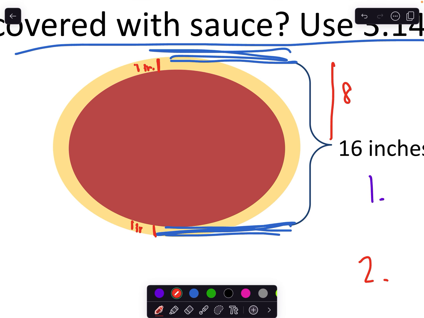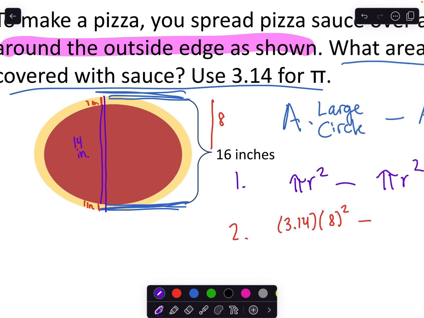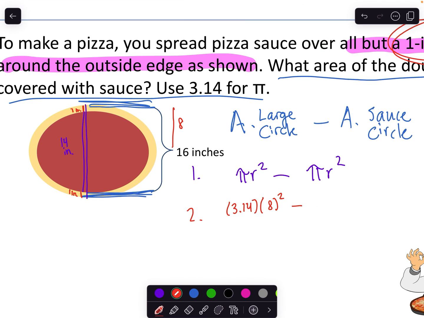This would be 1 inch. And this would have to be 14 inches, right? Because altogether, 1 plus 14 plus 1 is 16. So the sauce part has a diameter of 14. The outside crust is 1 inch thick, right? So over here, we're going to say 3.14 for the sauce circle times 14 squared. So it's a little bit smaller of a circle, which makes sense.